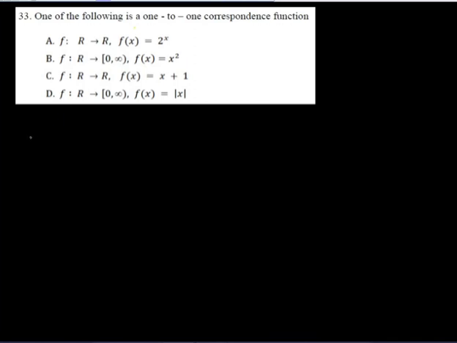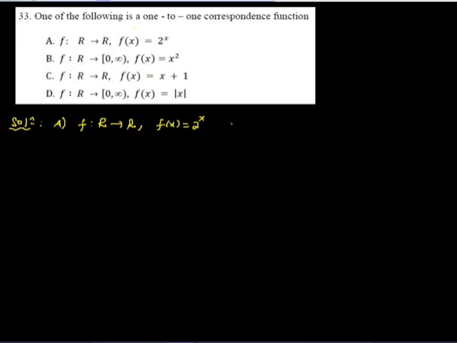Which one of the following is a one-to-one correspondence function? So let us check each of these functions separately. The function f is a mapping from real numbers to real numbers. In A, we have a function mapping from real numbers to real numbers defined by f of x equals 2 to the power of x. So we are going to check two things. F should be one-to-one and onto.